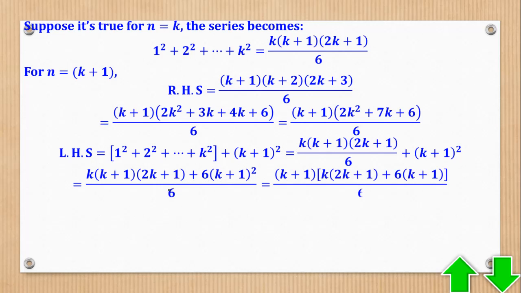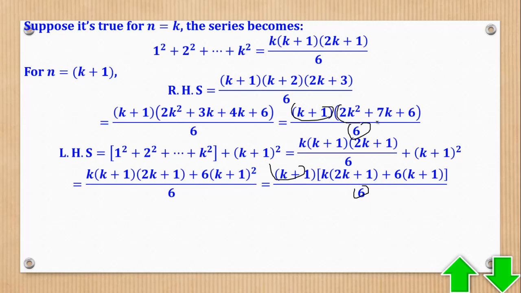Then I'll get LCM, which is 6, to give you this in the numerator. If you look at the numerator, k plus 1 is common. So I'll pull it out. I'll remain with k, then 2k plus 1. Here I remain with 6 and k plus 1. So if you compare, I have this here, and I have this here.